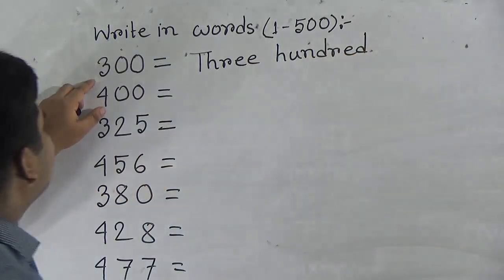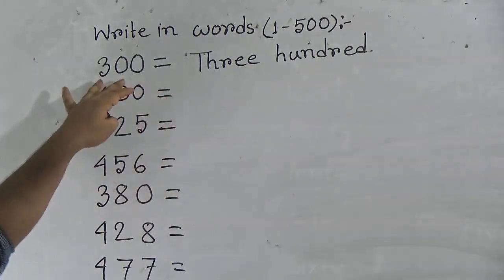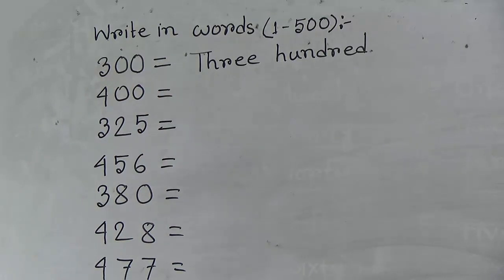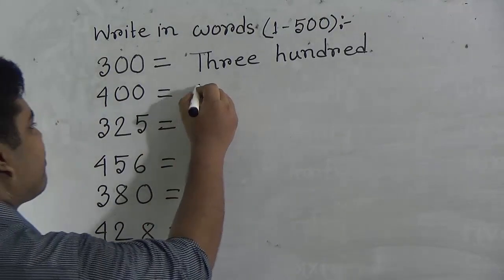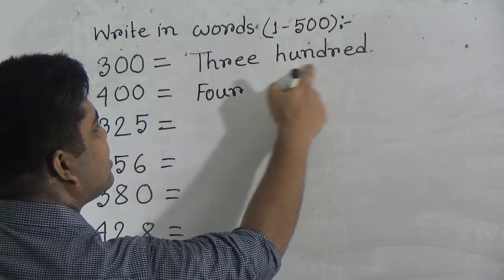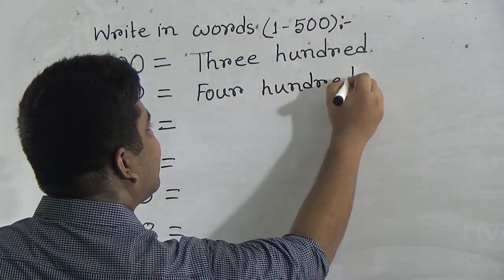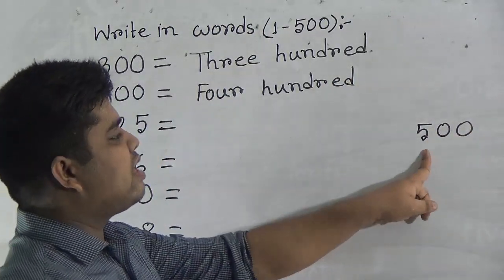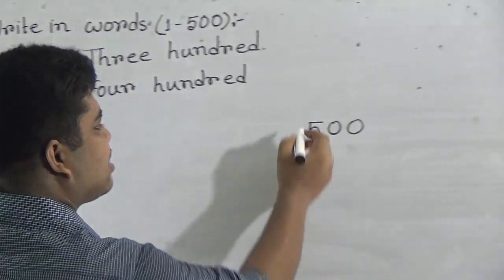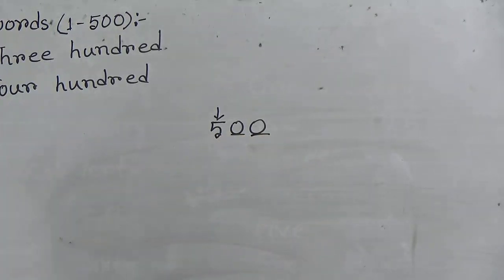H-U-N-D-R-E-D. So the number is 300. I hope you understood how to write 300. Like this, you write 400. Then 400 will be F-O-U-R, and this 100 spelling is here. That means H-U-N-D-R-E-D. If I write here, then what will be? This number will be 500, because 5 is in hundreds place, and tens place and ones place are 0.